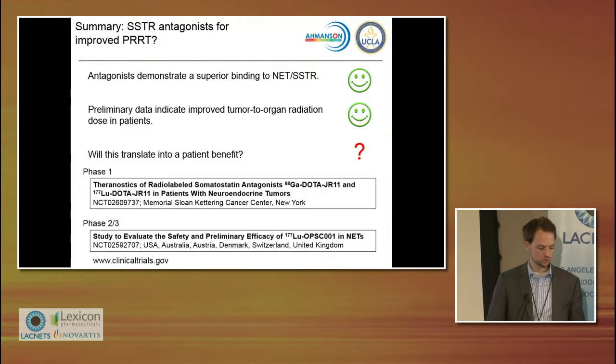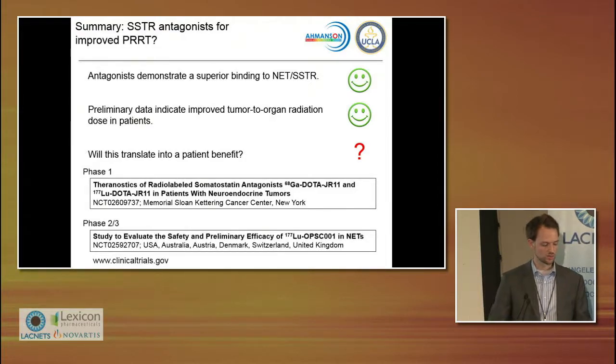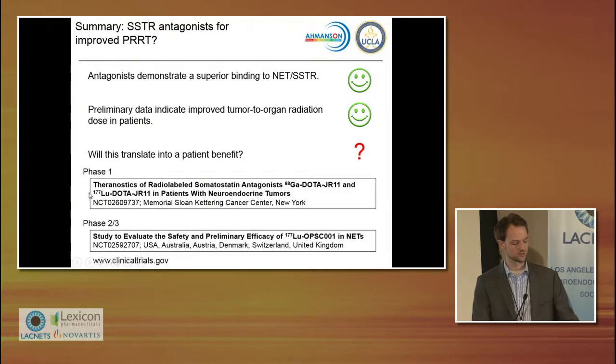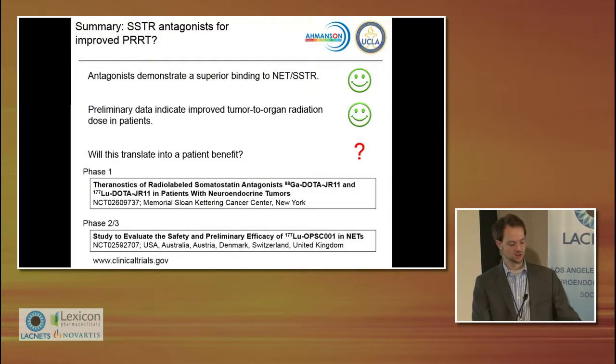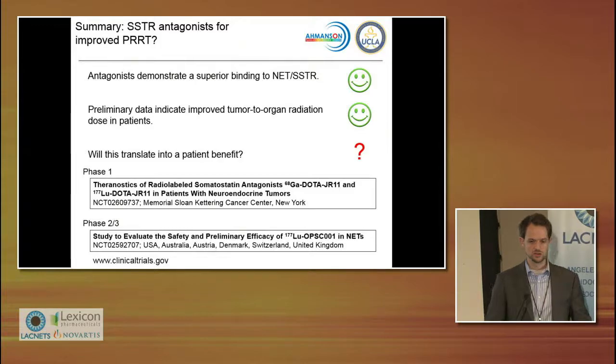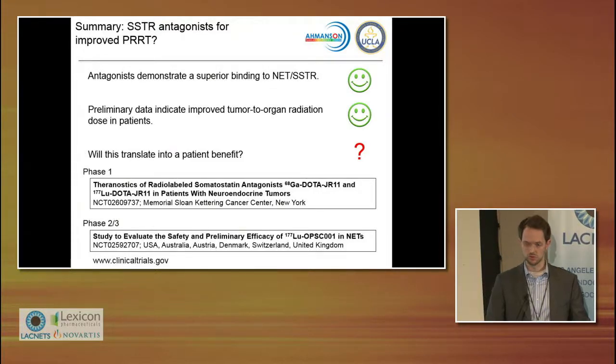But again, it's a future question, so those are 2 trials that will answer the question in the future. 1 trial was recruited at Memorial Sloan Kettering. As far as I learned, all patients have been recruited for the trial. This was a phase 1 trial looking at safety, so what are the adverse events under the antagonist treatment. And the second trial is just about to roll on. It's an international phase 2, phase 3 trial on lutetium PRRT using antagonists, and the USA will also be part of this trial, probably with 3 sites. And I have given you the 2 clinical trial numbers if you want to inform yourself on the current status of those 2 trials.